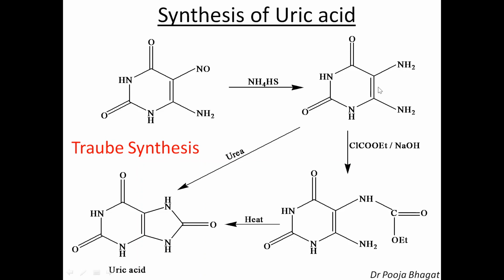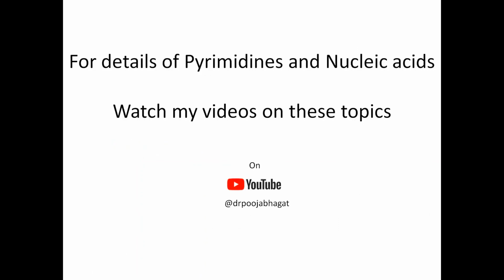So from this compound, either you treat it with urea and get uric acid, or you treat it with ethyl chloroformate, get this, and then heat it to get uric acid. So these are the two ways by which you can prepare uric acid. So this is all about the purines. I hope everything is clear to everyone.